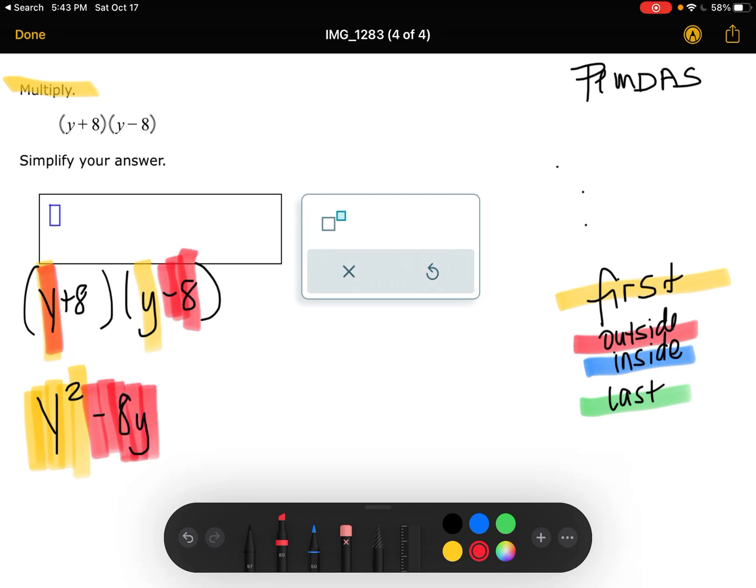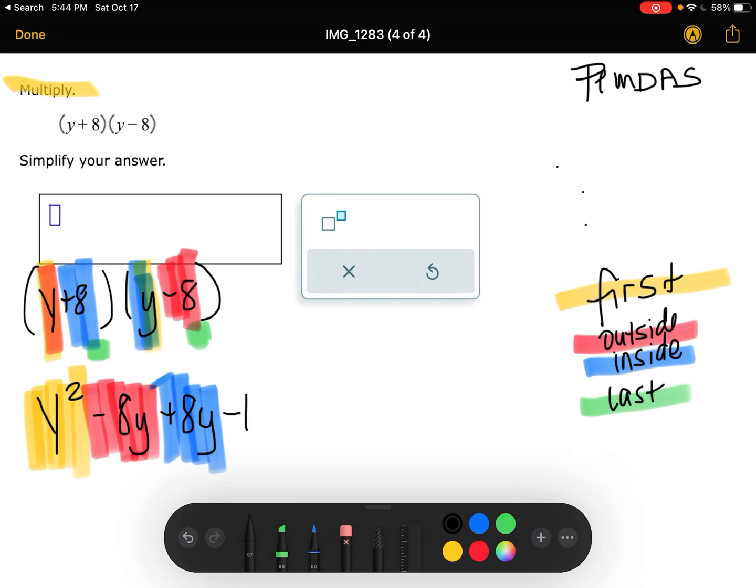And then next, I'm going to do my insides. My insides are the two things that are on the inside. So that is 8 times y, but the positive version of that. So that's plus 8y. And then my last are literally the last of each. I'm going to put it down there so it can look a little more neat and put together. And that's negative 8 multiplied by positive 8, which is negative 64.